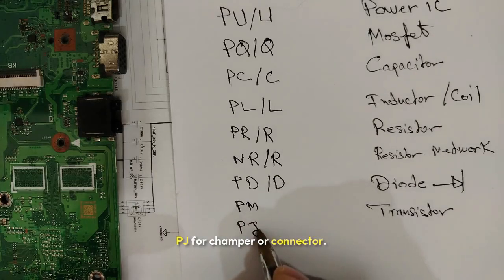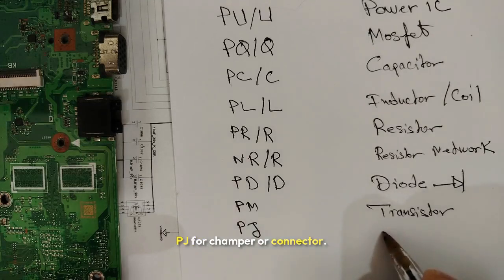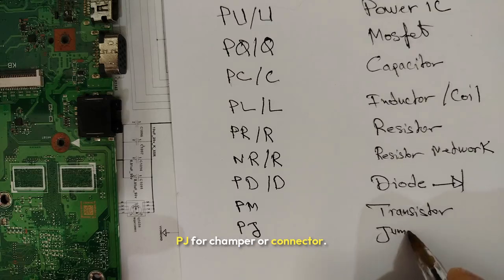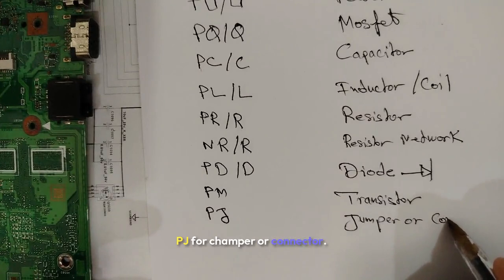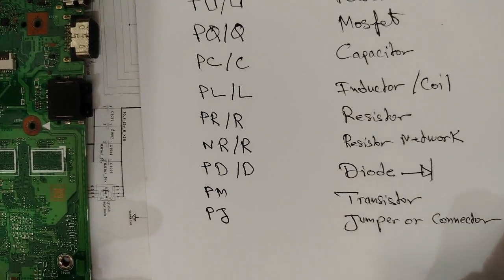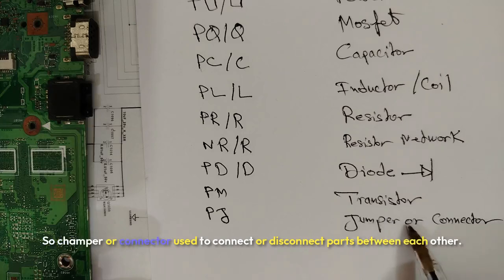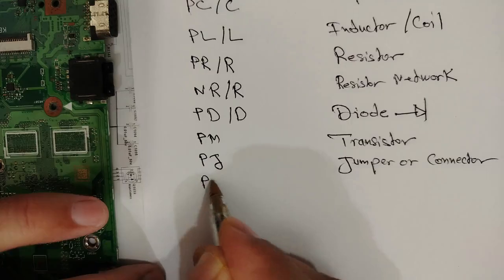PJ for jumper or connector. So a jumper or connector is used to connect or disconnect parts between each other.